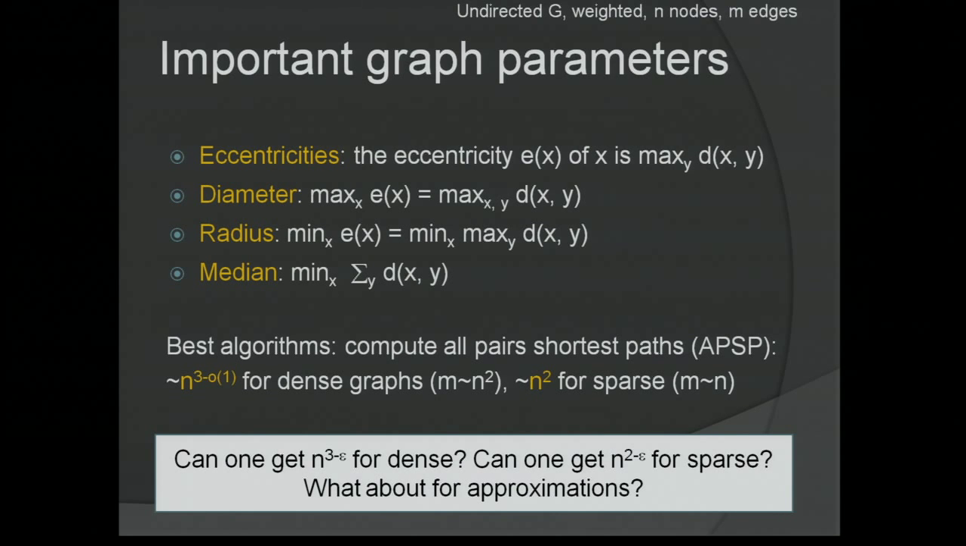Okay, and in general, suppose it's difficult maybe to get subcubic algorithms for all pair shortest paths, but maybe for these parameters we could do better. Maybe for dense graphs we can get n to the 3 minus epsilon, and maybe for sparse we can get n to the 2 minus epsilon. So, okay, and people have tried this for a long time, and we haven't succeeded.